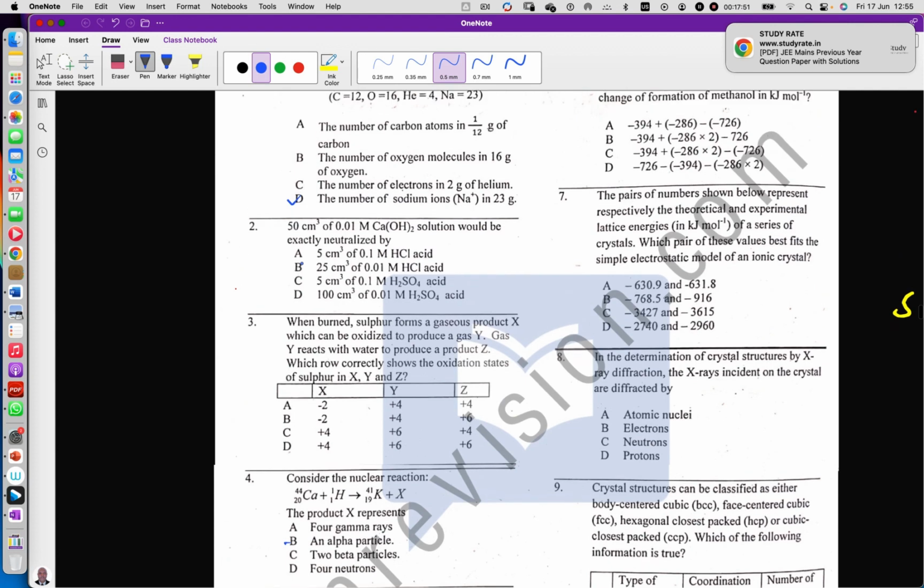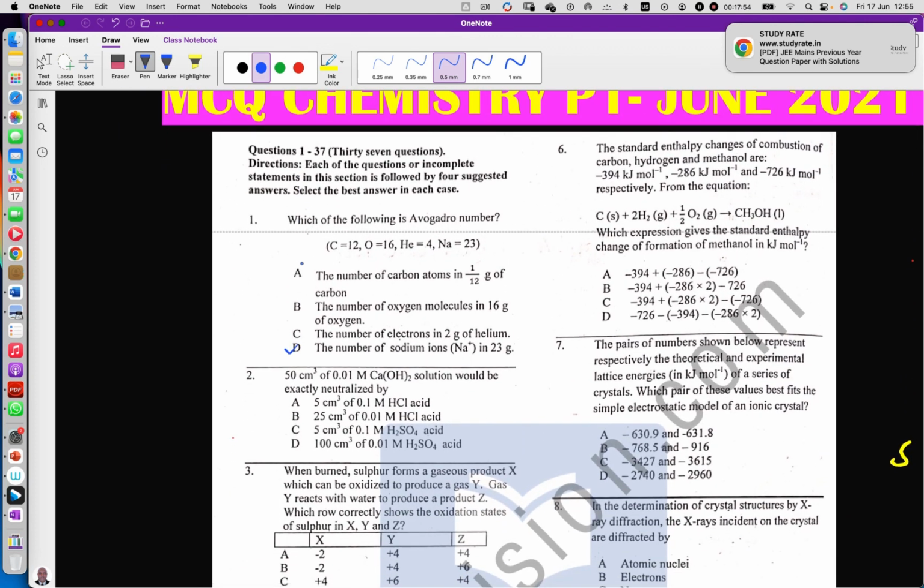Question number 6. The standard enthalpy changes of combustion of carbon, hydrogen, and methanol are minus 394, minus 286, and minus 726 kilojoules per mole respectively. From the equation, carbon plus hydrogen plus oxygen to give methanol, which expression gives the standard enthalpy change of formation of methanol in kilojoules per mole?